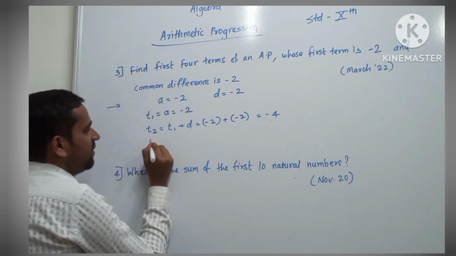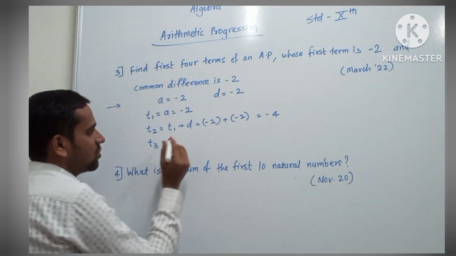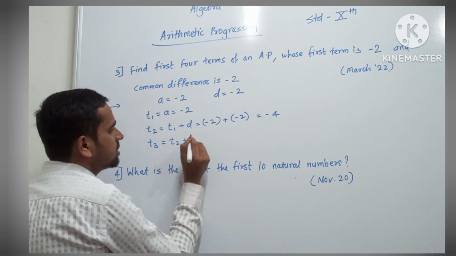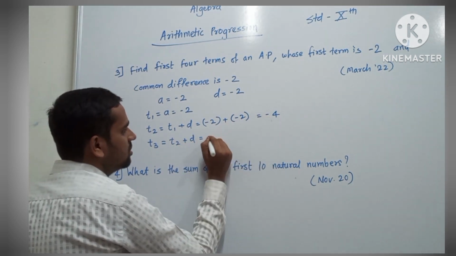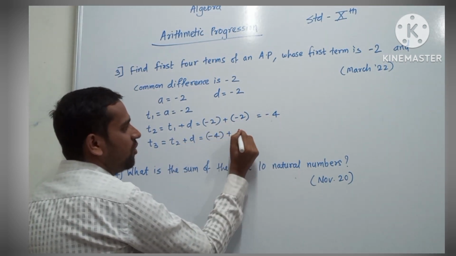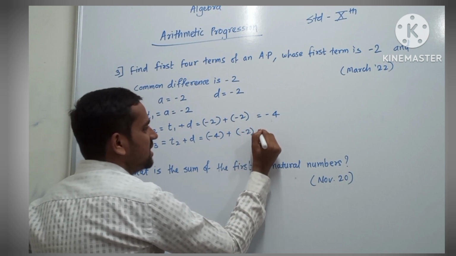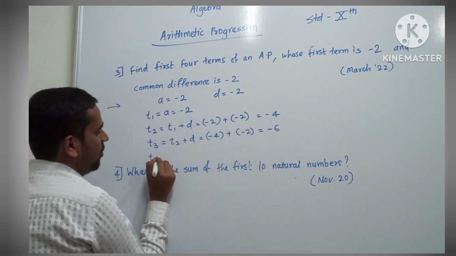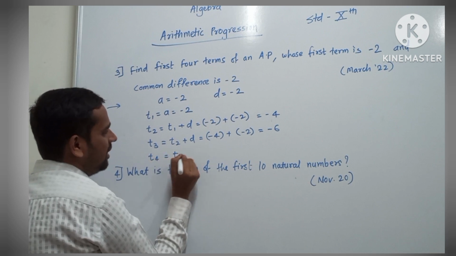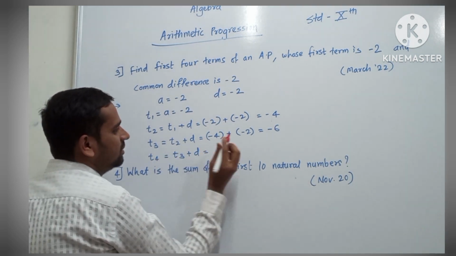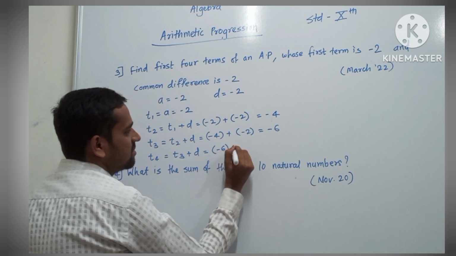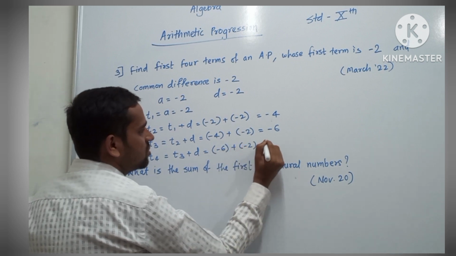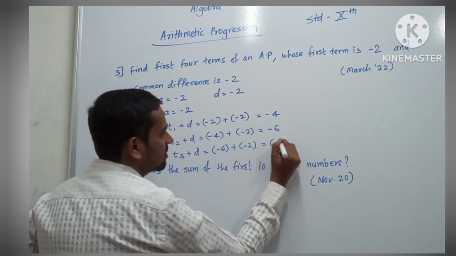Now let's find T3, the third term also. T2 plus D. What is T2? -4. -4 plus -2, the answer is -6. Now T4. T4 is equal to T3 plus D. -6 plus -2, the answer is -8.